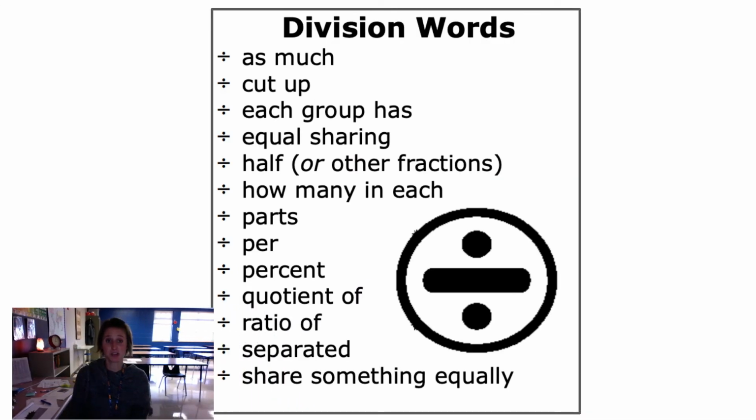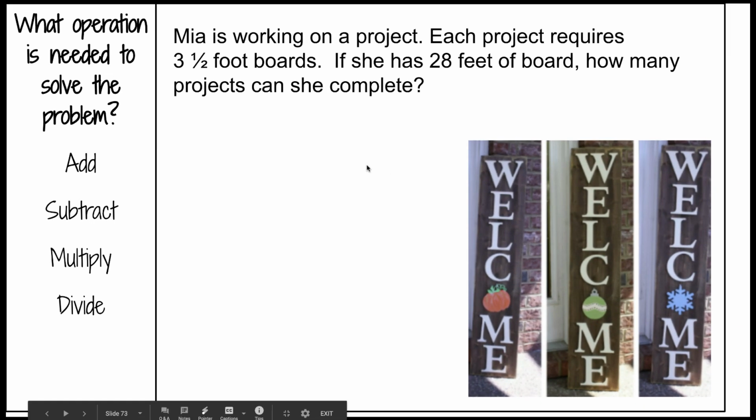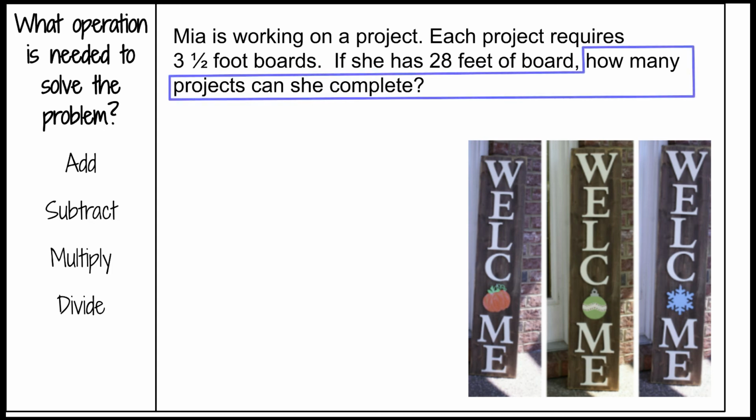Go ahead and find the division box. Write down the keywords and phrases. Here's our next problem, and our last. What operation is needed to solve the problem? Mia is working on a project. Each project requires 3.5-foot boards. If she has 28 feet of board, how many projects can she complete? We've got to figure out how many projects she can complete. So Mia can make blank projects. Mia's working on a project. Each project requires, right? There's equal grouping going on right there. Each project requires 3.5-foot boards.